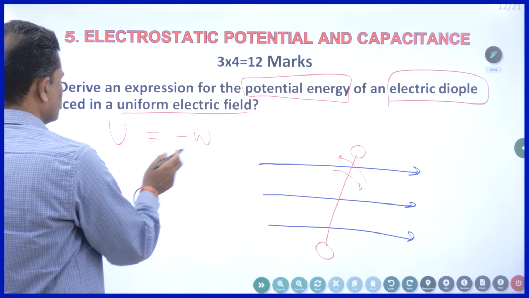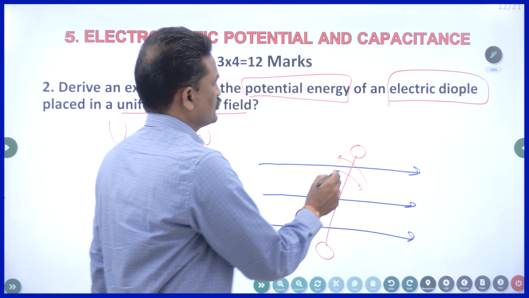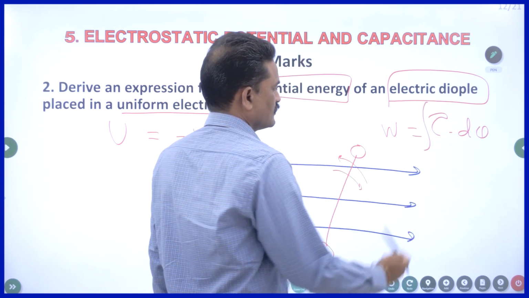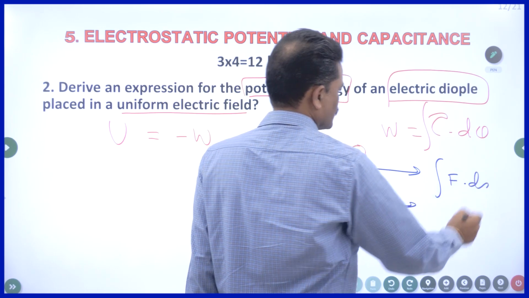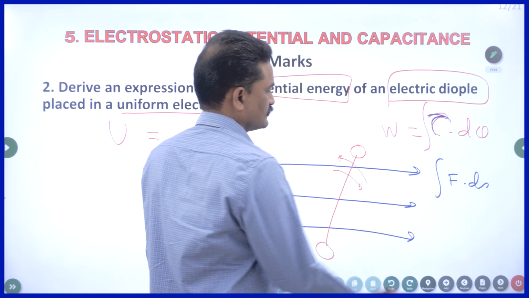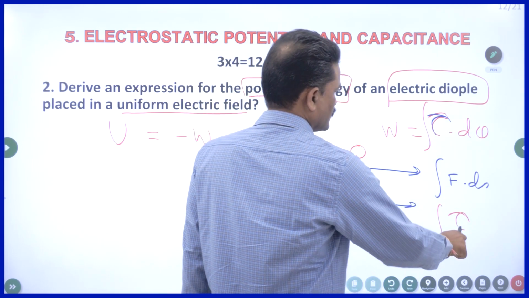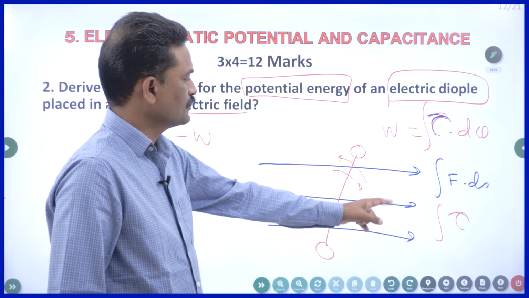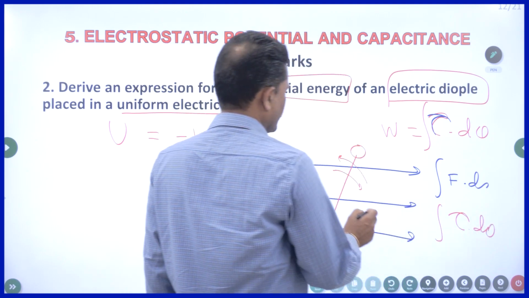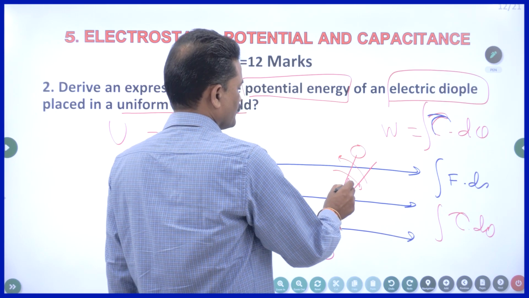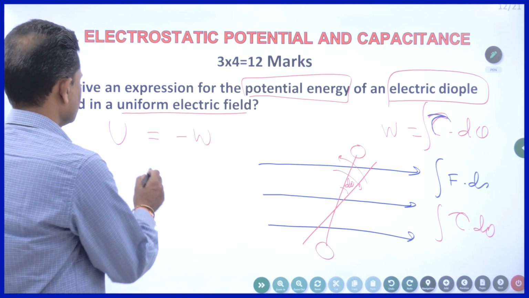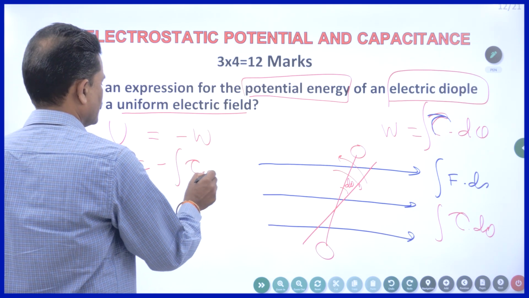Now, W is equal to, in rotatory motion, the work done is equal to the integral of tau dθ, like F dot ds in linear motion. So, similar to force is tau. Tau is nothing but torque, or what do you call the moment of a force. Tau times dθ. So, I am rotating it by an angle small dθ, infinitesimally small, like dx in linear motion. So, this is the negative integral of tau dθ.